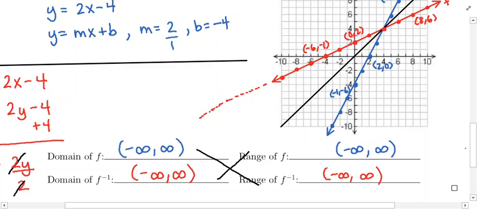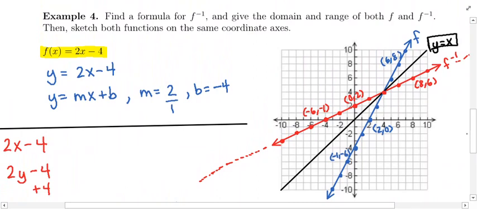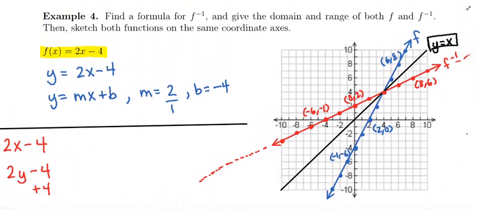So with these types of examples, where you have to find your inverse function, give the domain and range of both the original function and the inverse function, and graph f and f inverse on the same grid, you see a lot of the characteristics between a function and its inverse. You see that come to life. Okay, let's go ahead and try another one.